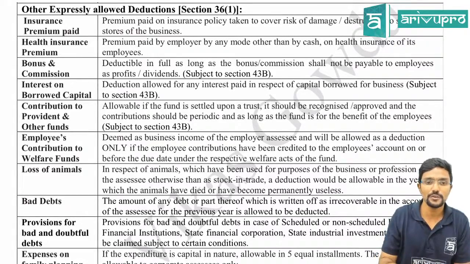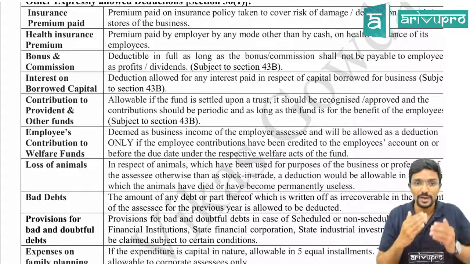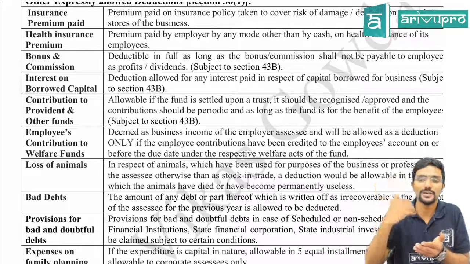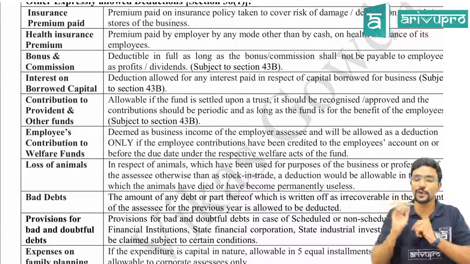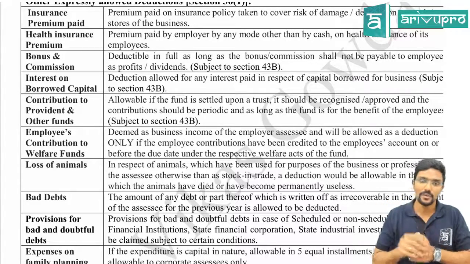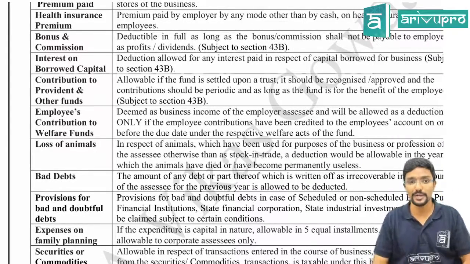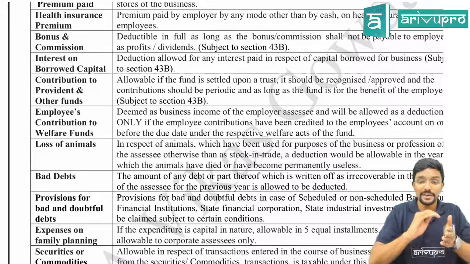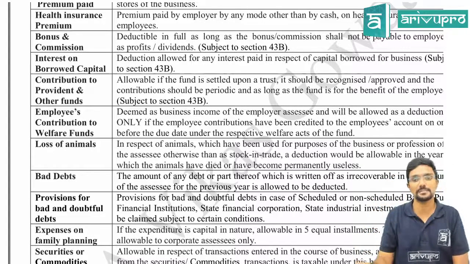Even interest is subject to 43B. Then contribution to provident and other fund. What is covered here is employer contribution. Employer contribution to provident fund or any other fund can be claimed as a business expenditure subject to 43B. Agree? What is 43B? We will see later. Next, employees' contribution, guys. This is important. If employees' contribution is there, first it is treated as an income of the assessee. Then if it is deposited within the due date of the respective fund, it is allowed as an expense.